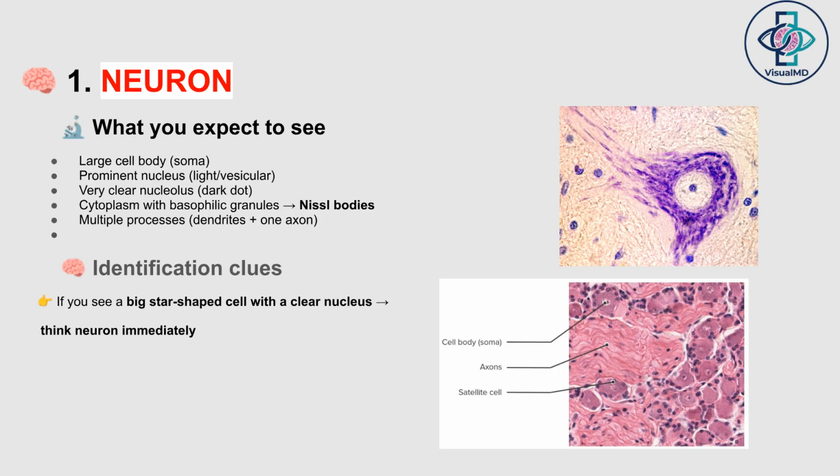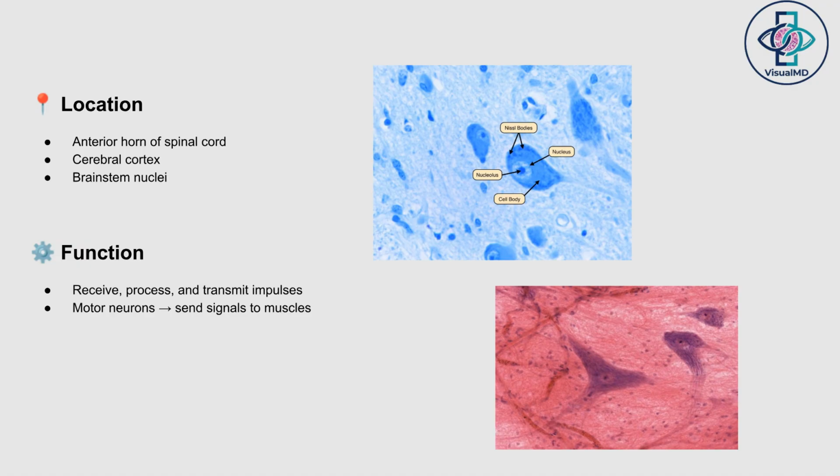We begin with the neuron. You should expect to see a large cell body, a prominent nucleus with a clear nucleolus, and basophilic granules known as Nissl bodies. Look for a big, star-shaped cell with a clear nucleus to identify it immediately. Neurons are typically found in the anterior horn of the spinal cord, cerebral cortex, and brainstem nuclei. Their function is to receive, process, and transmit impulses. Motor neurons specifically send signals to muscles.